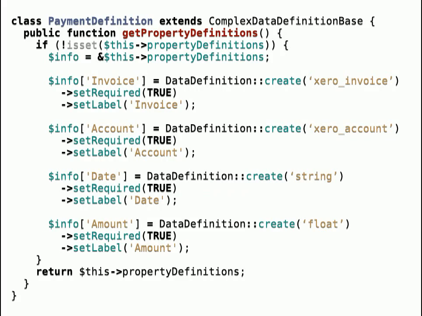So going back to that definition class, what I just said is I'm just calling data definition create static methods and shoving them in an array. So the data definition core class probably has tests that already do this, that test that yes, the create method works, the set required method works, the set label method works, the set constraint method works.